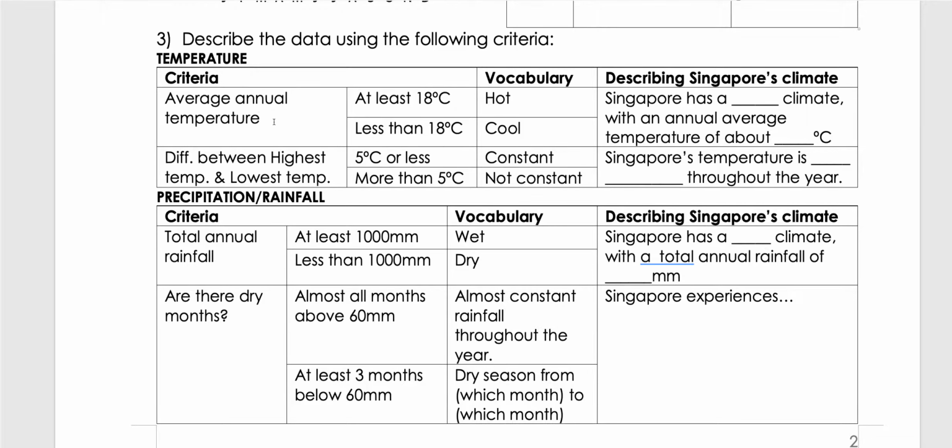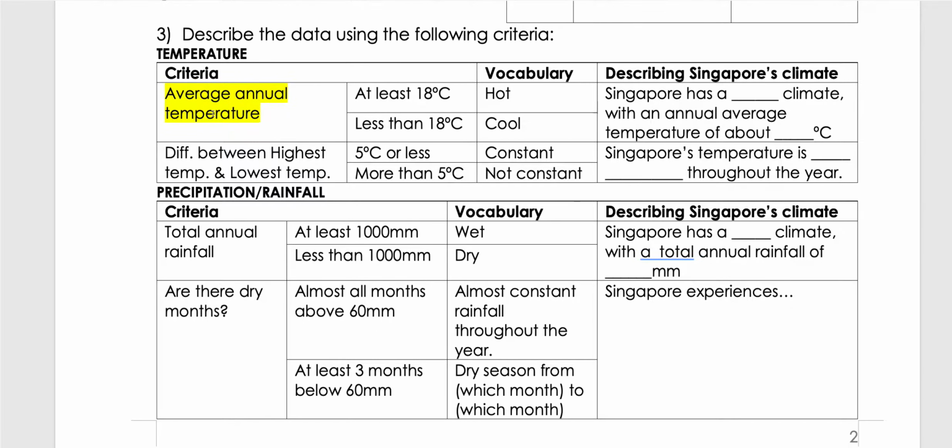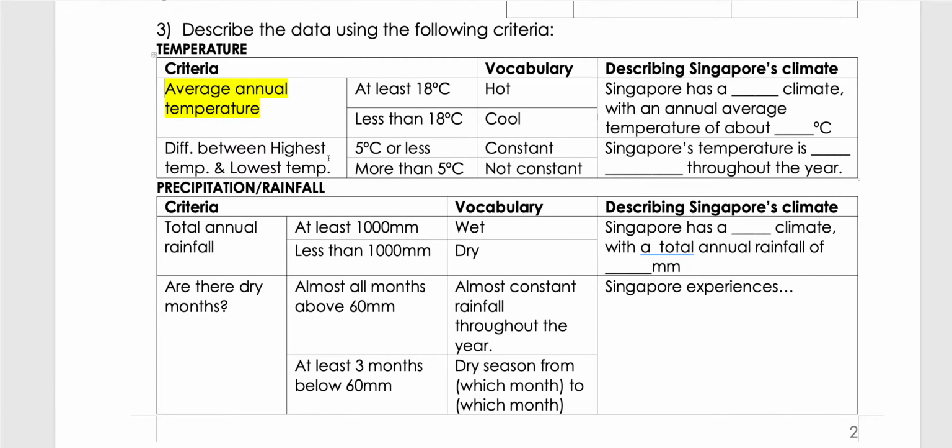Number one, we need the average annual temperature. Average means we add up all the months and divide by the number of months. I think you learned average from math, isn't it? Then we look at the shape, the pattern. Is the temperature almost the same throughout the year, or are some parts of the year very hot and some parts very cold? Whether it is constant or not constant.